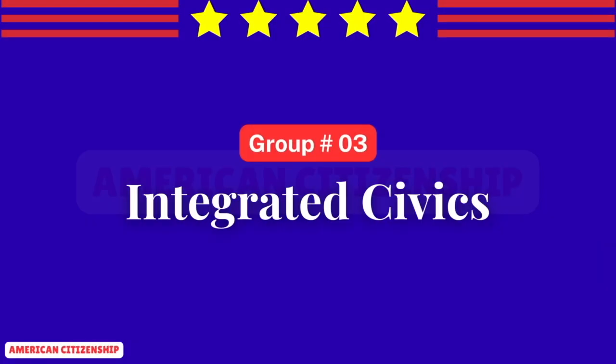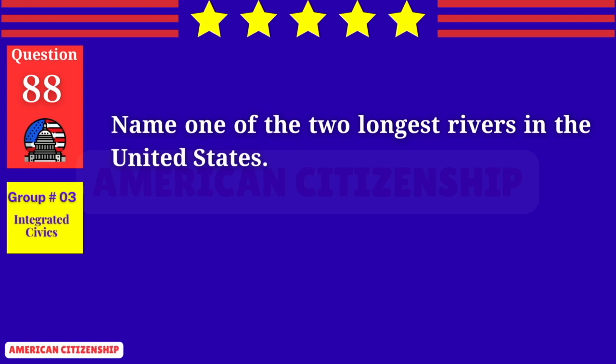Group 3. Integrated Civics. Name one of the two longest rivers in the United States. Missouri River.